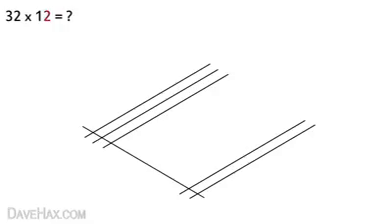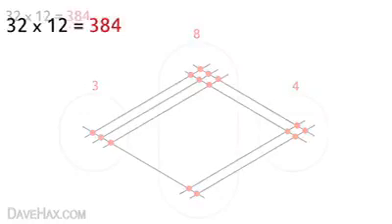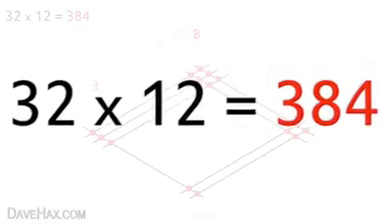And the final number is 2, so draw 2 lines here. Then we mark out our 3 zones again. And starting from the right, start counting the dots. 1, 2, 3, 4. 1, 2, 3, 4, 5, 6, 7, 8. Write that here. And finally, 1, 2, 3. 3, 8, 4. 384. There we have our answer.